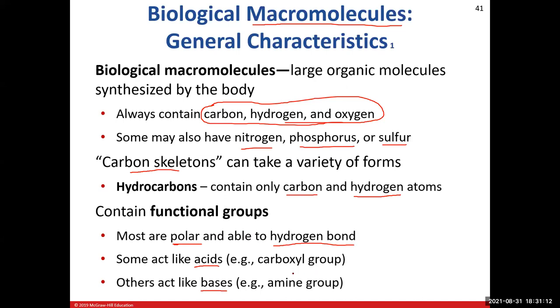So we're going to come back and revisit the acids and the bases, but the functional group that will act like an acid, we call that a carboxyl group. And the functional group that acts like a base, we call that an amine group, because that amine group has nitrogen and some hydrogen attached to it. We'll talk more about that in a little bit.